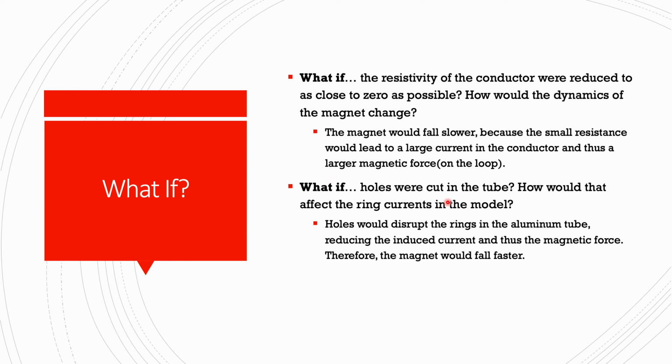And what if holes were cut in the tube? How would that affect the rings in the model? If the holes were cut into the tube, that would reduce the induced current, and therefore the magnetic force, thus the magnet would fall faster.